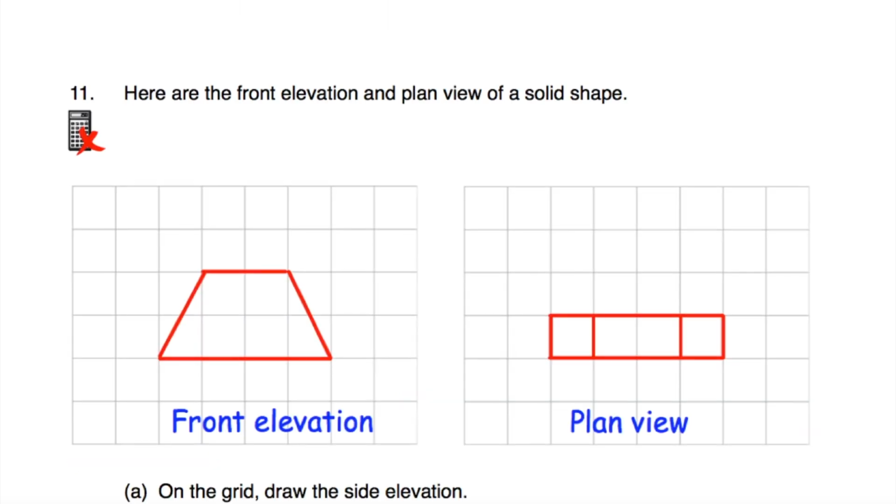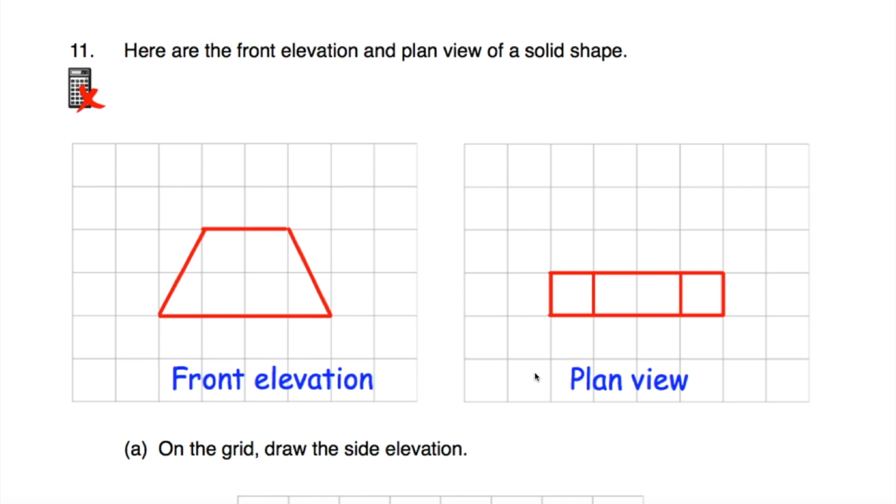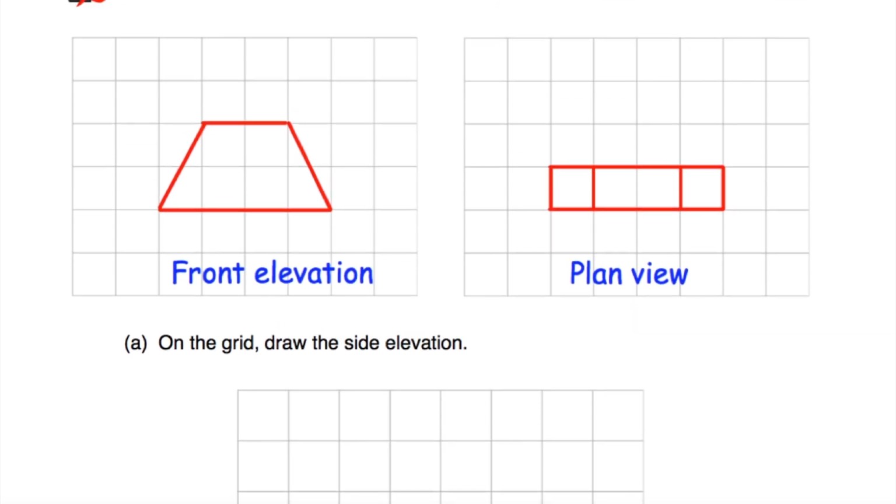Okay, so question number 11. Question number 11 says, here the front elevation and plan view of a solid shape. So we've got the front elevation and the plan view of a solid shape. So the front elevation is a trapezium and the plan view is a rectangle. And you can see here we've got this flat bit on the top. So that's the flat bit there. And then we've been asked to draw the side elevation.